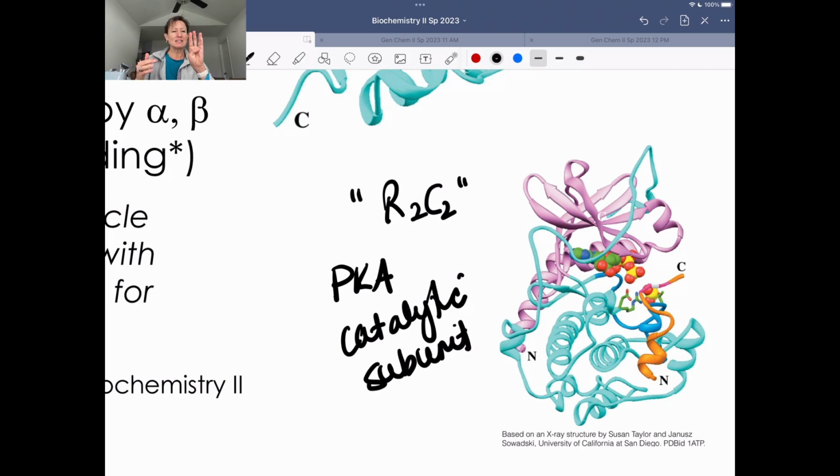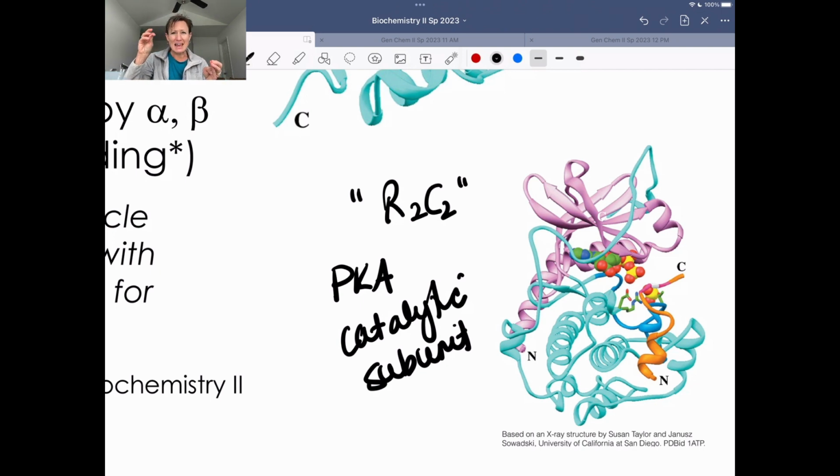And what happens when this enzyme is inactive is those regulatory subunits act as competitive inhibitors binding to the active site. They have that inhibitory domain that binds in the substrate binding site of the catalytic subunits, and you've got this 4-part assembly that essentially prevents it from doing its phosphorylation chemistry. Well, how did we remedy that?